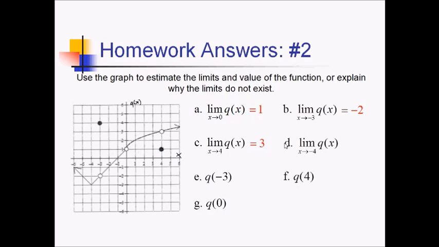Part D, limit as x approaches -4, so now we're all the way back here. And as we approach from the left and the right, we're heading toward the y value -3, so that's the limit there. Next, this is q of -3, so basically if you plug in -3, what is the y value there? At -3, the function value at x equals -3 is wherever the solid dot is. In this case, that's 4, so that's different from the limit. And then for the next part, q of 4, that's again the solid dot at x equals 4, which is at the y value 1 right here.